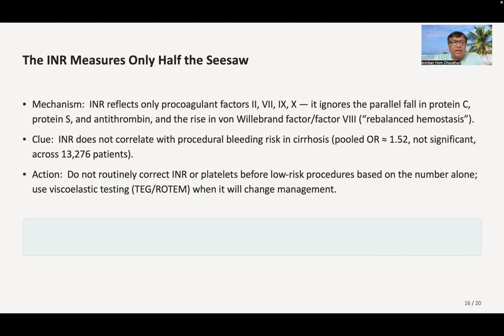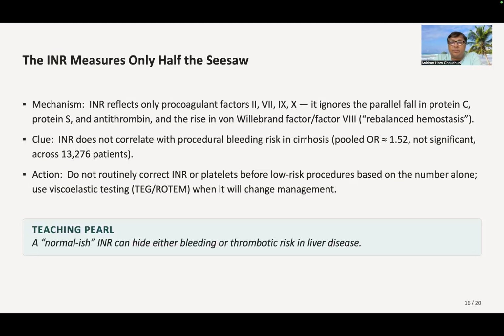The clue was that the INR does not correlate with procedural bleeding risk in cirrhosis, because the pooled odds ratio was 1.5 in a study across 13,000 patients, which was not significant. So we do not routinely correct INR or platelets before a low-risk procedure based on the number alone, and we use TEG or ROTEM, the viscoelastic tests, when it can change the management. So a normal-looking INR can hide either bleeding or thrombotic risk in a patient with liver disease.